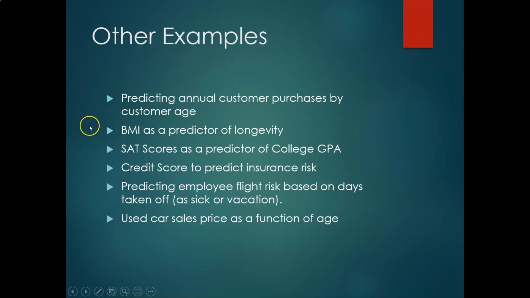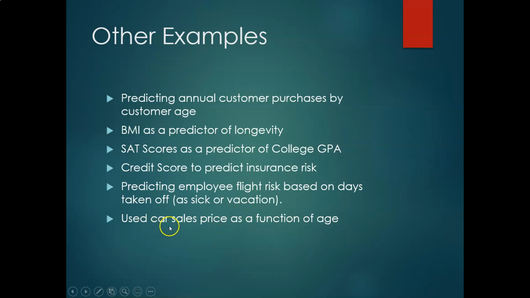Okay, here are some other examples. Imagine predicting annual customer purchases by customer age. That's the example we used in the early introductory video. What about body mass index as a predictor of longevity? What about SAT scores as a predictor of college GPA? You could use credit scores to predict insurance risk. Insurance companies are doing that right now. You can predict employee flight risk, based on days taken off as either sick or vacation. And you can also predict a used car sales price as a function of age.